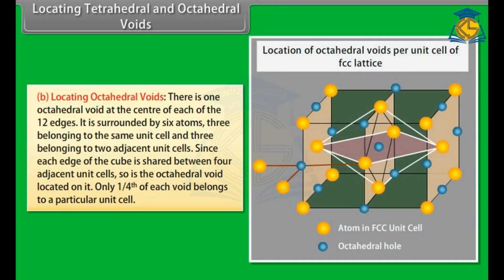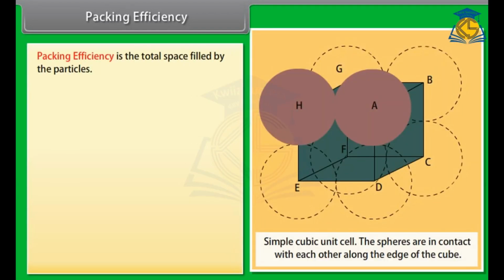Locating octahedral voids. There is 1 octahedral void at the center of each of the 12 edges. It is surrounded by 6 atoms, 3 belonging to the same unit cell and 3 belonging to 2 adjacent unit cells. Since each edge of the cube is shared between 4 adjacent unit cells, so is the octahedral void located on it. Only 1/4 of each void belongs to a particular unit cell. Packing efficiency. Packing efficiency is the total space filled by the particles.